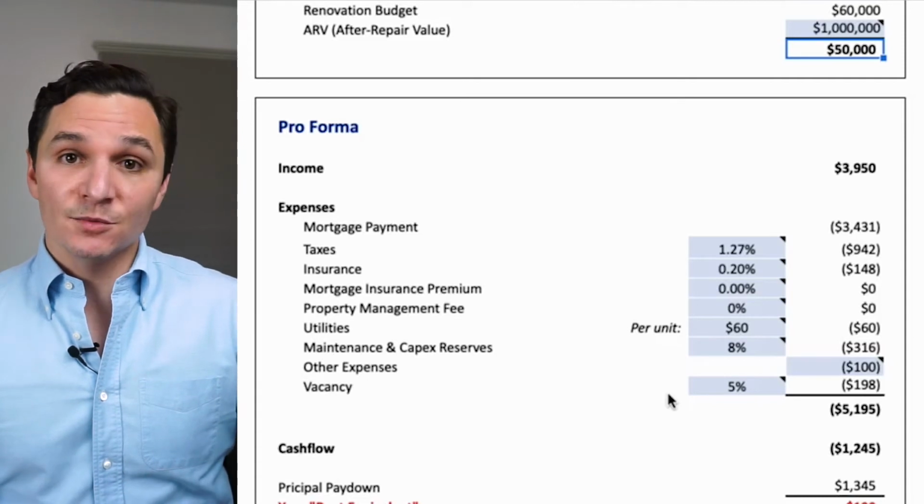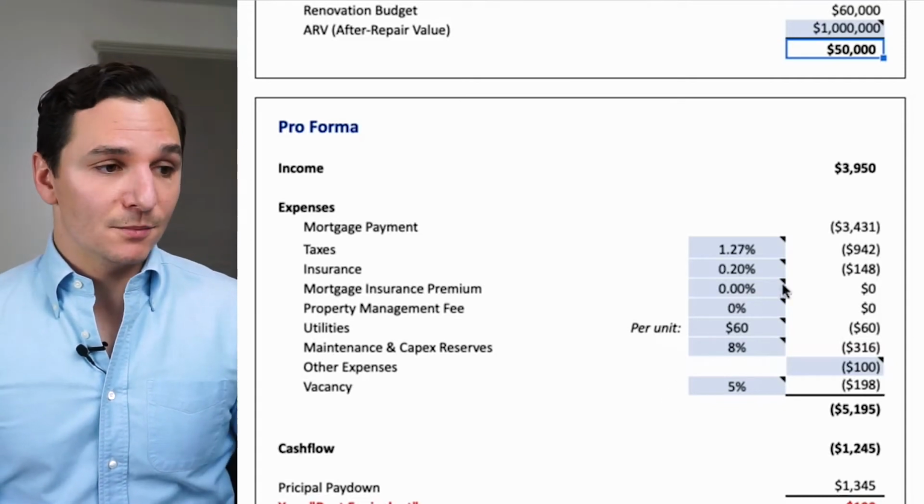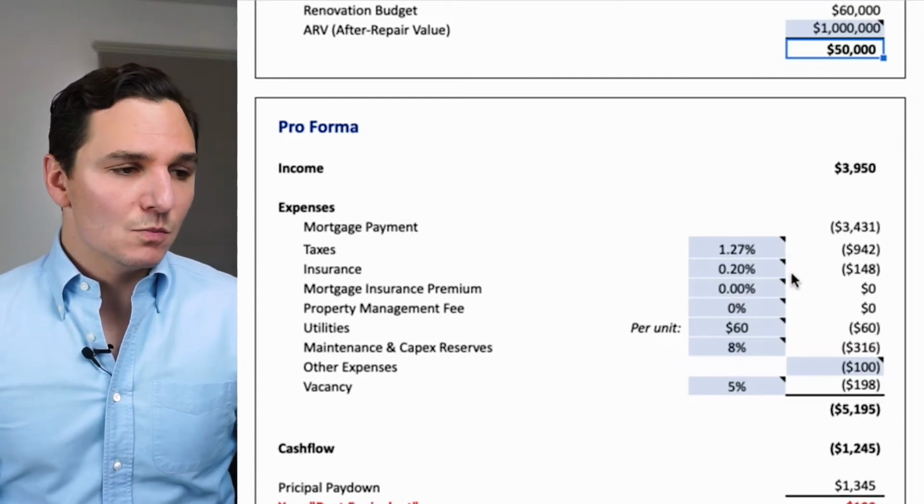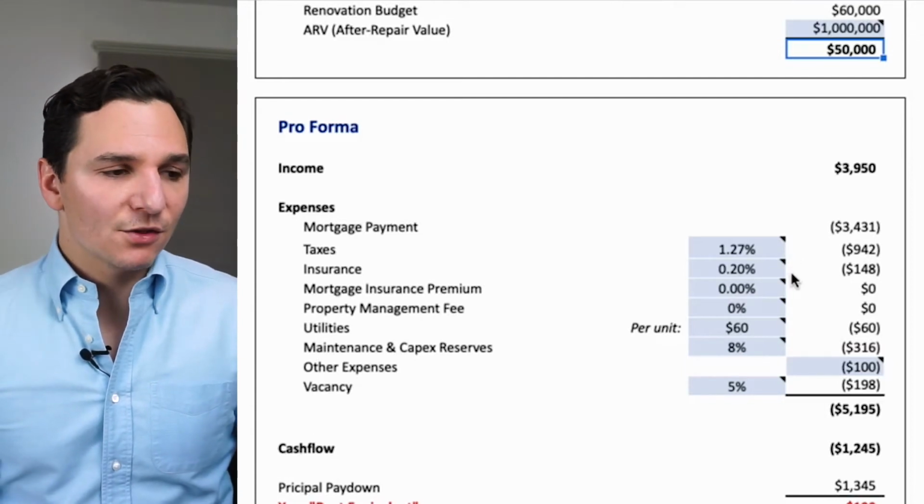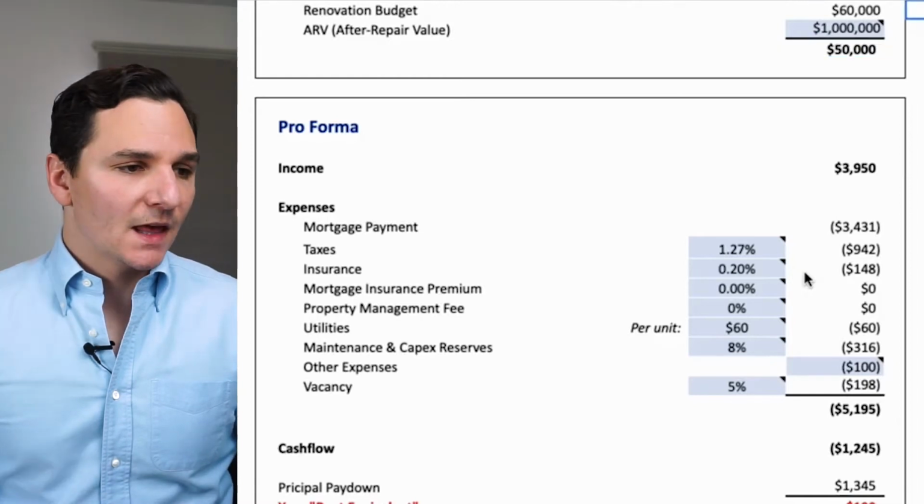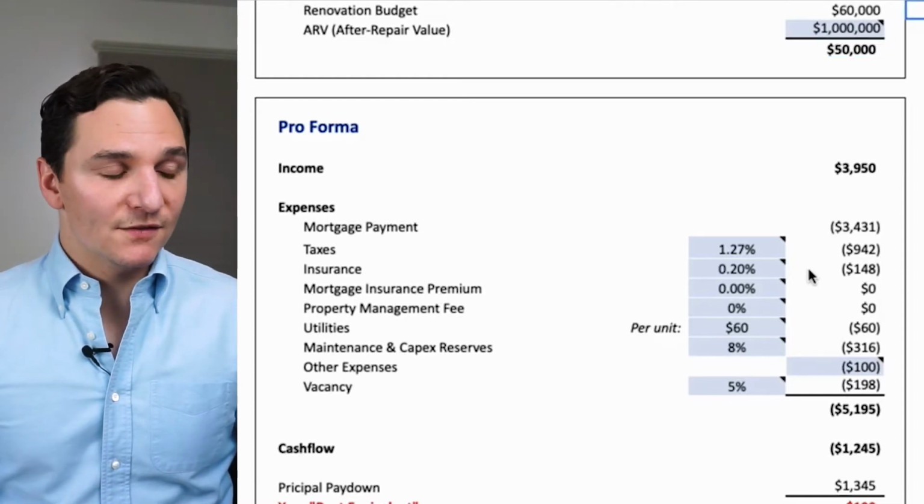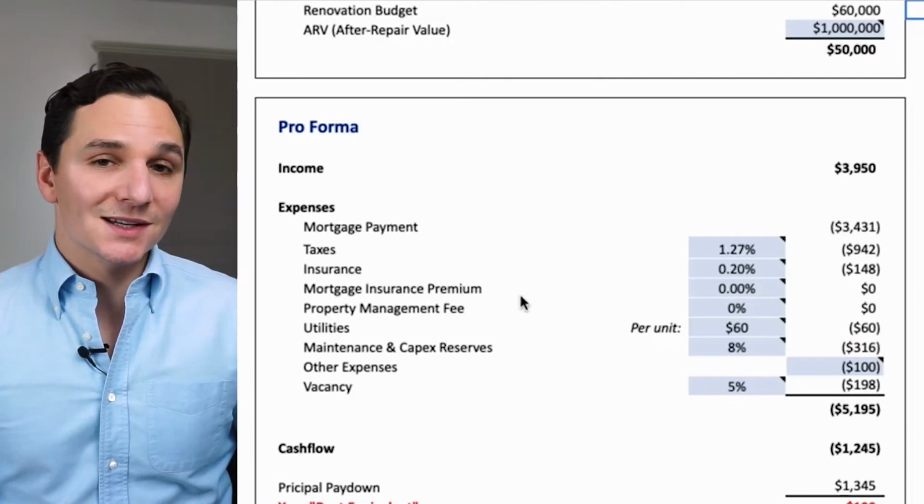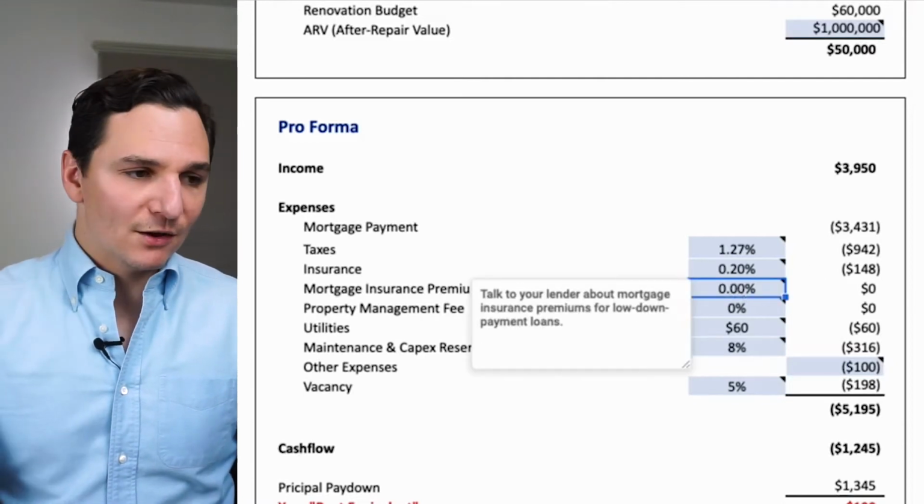So you should adjust these numbers to your market. In Los Angeles, the property tax rate is 1.27%. Insurance will run you 0.15 to 0.3% of the price of the property. At 0.2%, we have insurance at $150 a month, which is a good conservative estimate. Mortgage insurance premium, since we're putting 10% down, is probably going to be around 1%.